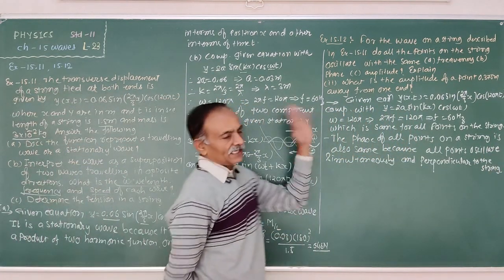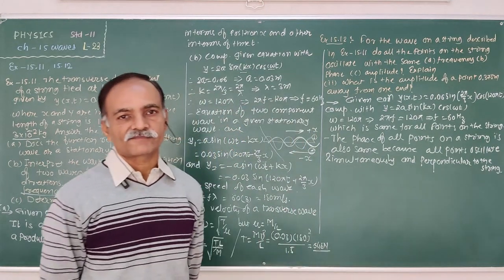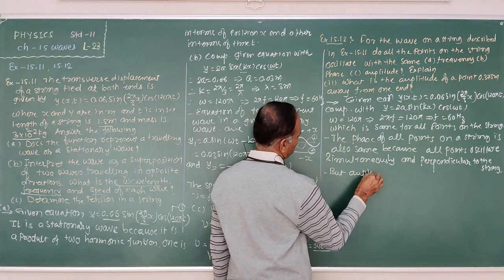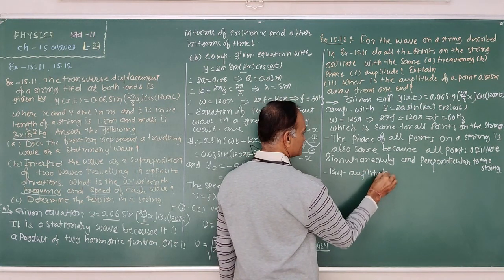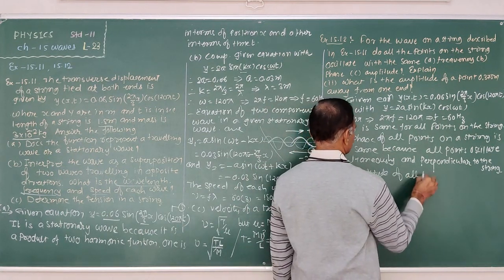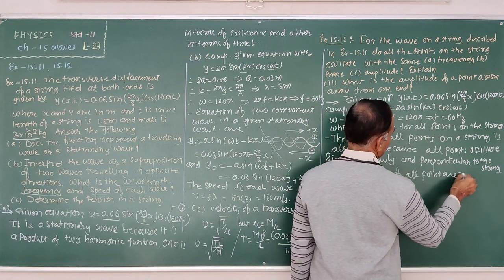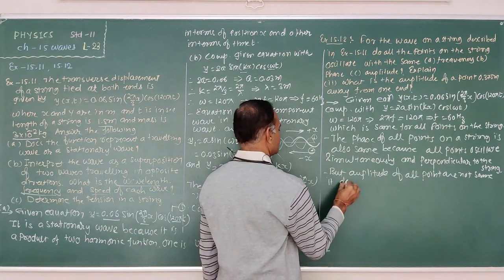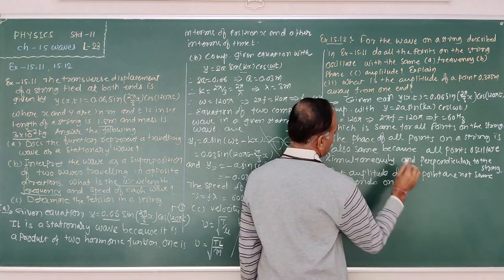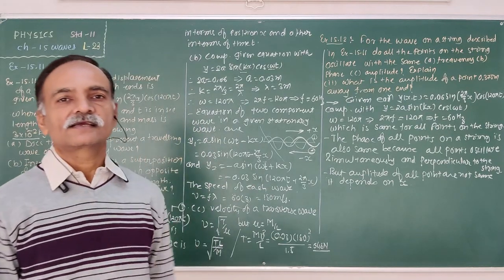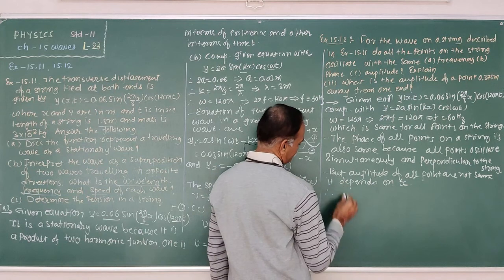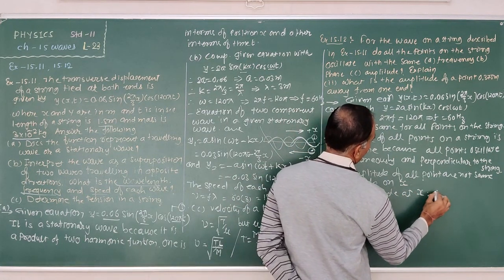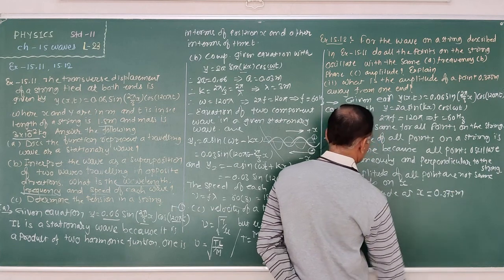Right? So the frequency and also the phase of all the points of the string are the same, but the amplitude of all points are not the same. It depends on position x. All points are not at the same position on the string. Distances are different. Therefore, the amplitude at x is equal to 0.375 meter distance.